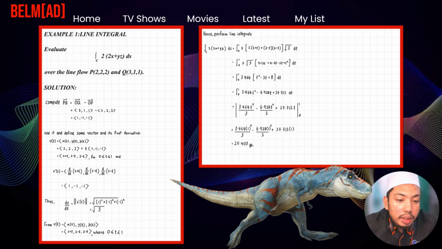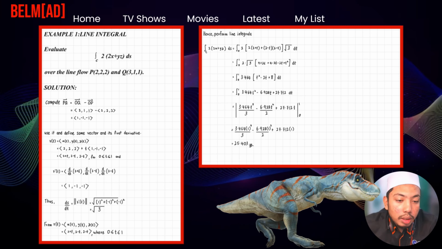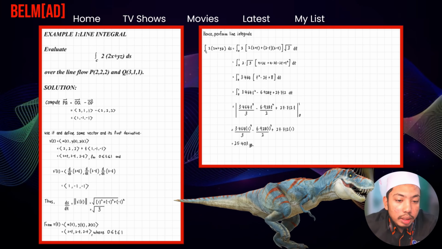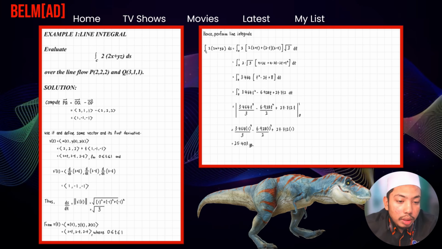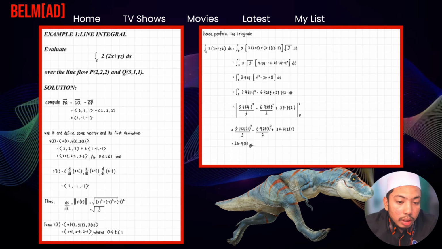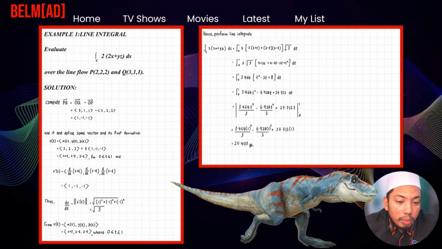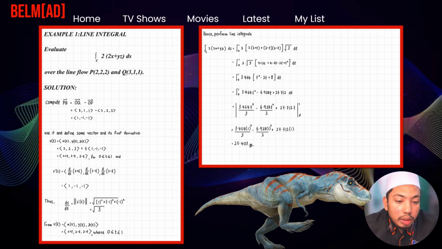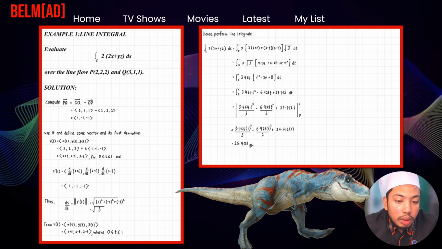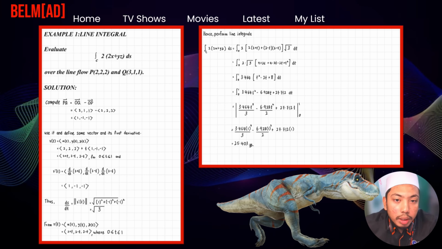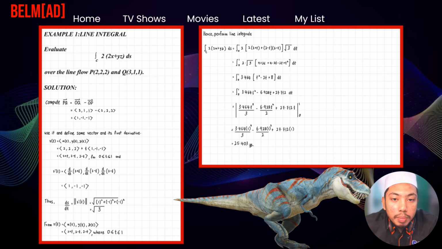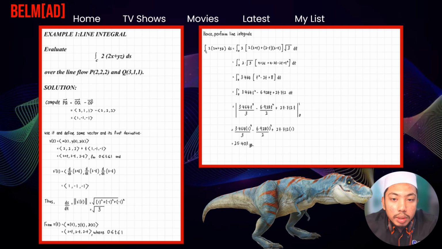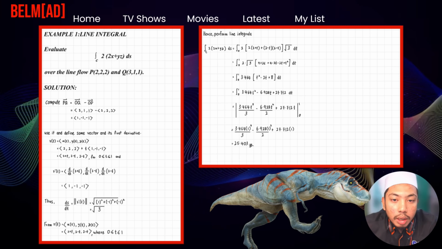Thus, the magnitude of the derivative with respect to t, you get square root of 3. From r(t), you get (2+t, 2-t, 2-t) where t is greater than or equal to 0 and less than or equal to 1. Then hence perform the line integral, which gives you the equation.